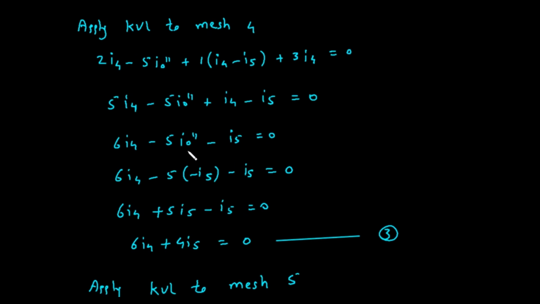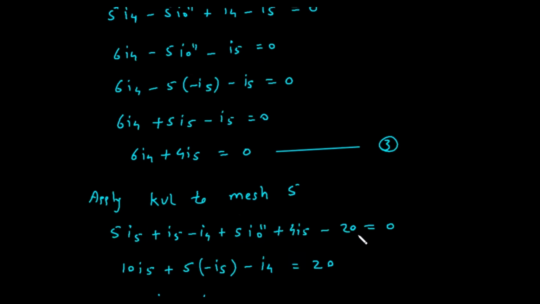Now, substitute I sub O double prime with negative I sub 5. 6 I sub 4 minus 5 times negative I sub 5 minus I sub 5 equals 0. 6 I sub 4 plus 5 I sub 5 minus I sub 5 equals 0. This simplifies to 6 I sub 4 plus 4 I sub 5 equals 0. Let's call this equation 3.